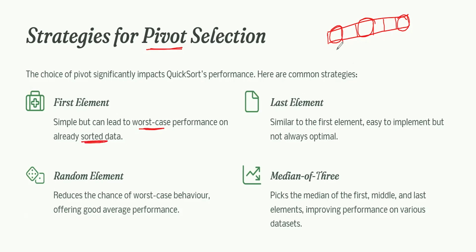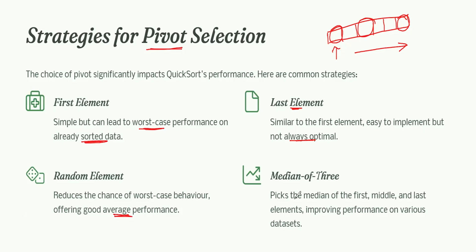So if you're taking the first element and suppose you have already sorted data, this can end up in a worst case situation. But if you're choosing the last element, similar to the first element, it is easy to implement, but not always optimum. Even the last element is not always optimum. A random element reduces the chance of worst case behavior, offering a good average performance.